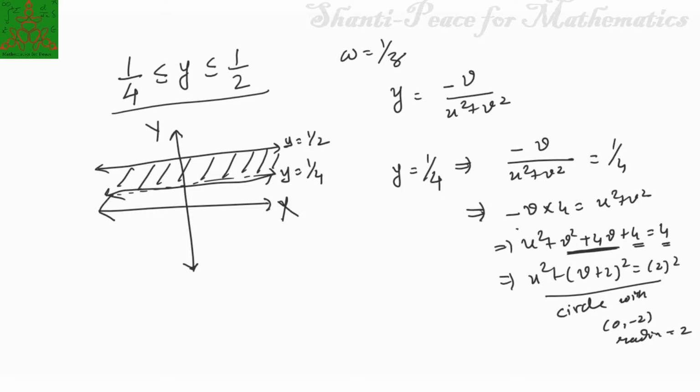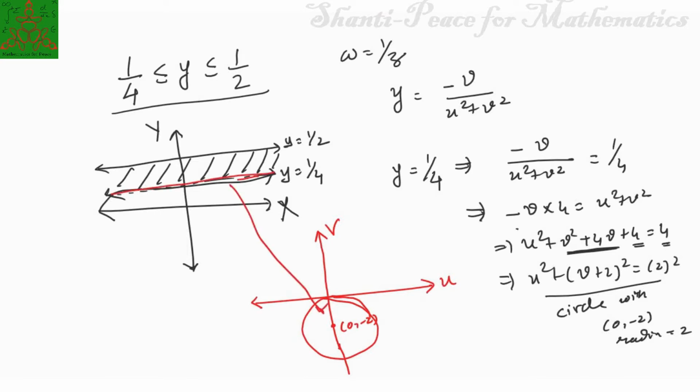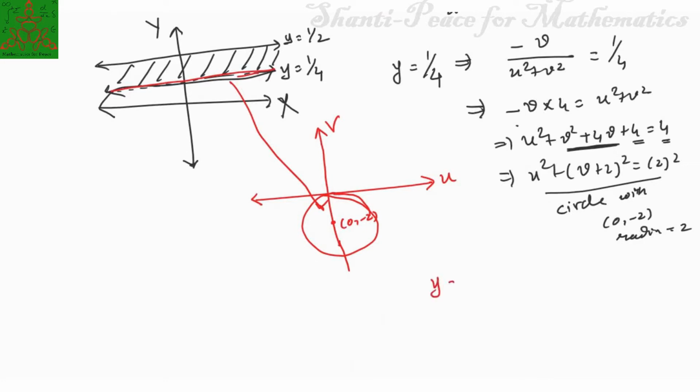So the image of this line, let us try to plot that, is a circle with center 0, minus 2. Center is 0, minus 2, and the radius is 2. So that has to touch the u axis. This is your u axis, this will be your v axis, and the image of this line is this that you have. The other one is y equal to 1 by 2.